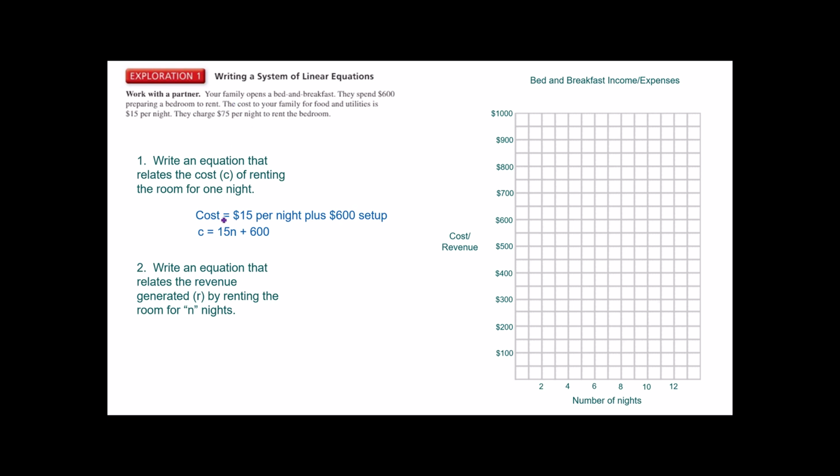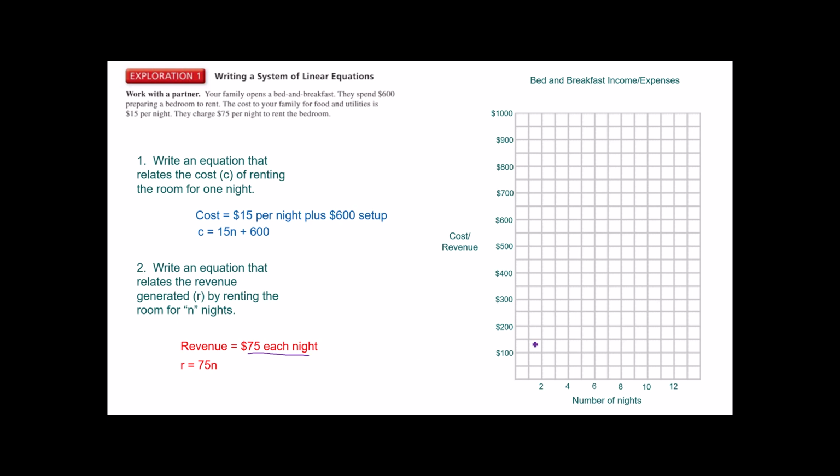In this case, our cost is $15 per night plus $600 to set up the bed and breakfast, or more simply, C equals 15N plus 600. And then there's a revenue relationship. A revenue. Remember, revenue is income. We're told in this problem that we earn $75 each night. I could write that as R equals 75N.